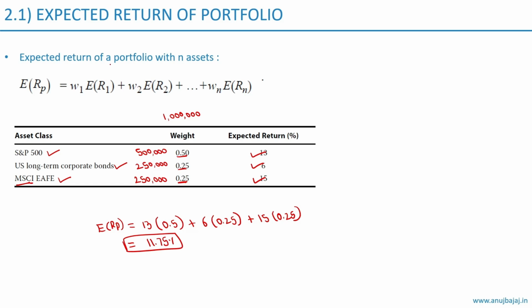So this is how the expected return of a portfolio with n assets is represented. It equals the weight of asset 1 multiplied by the expected return of asset 1, plus the weight of asset 2 multiplied by the expected return of asset 2, and so on.